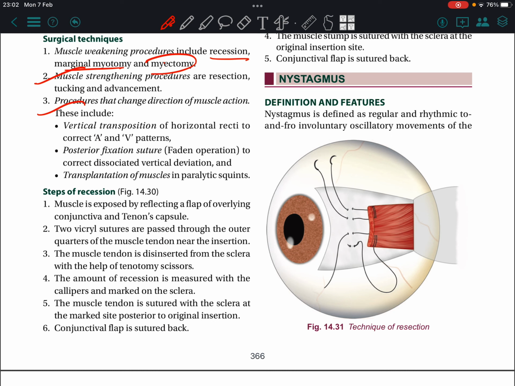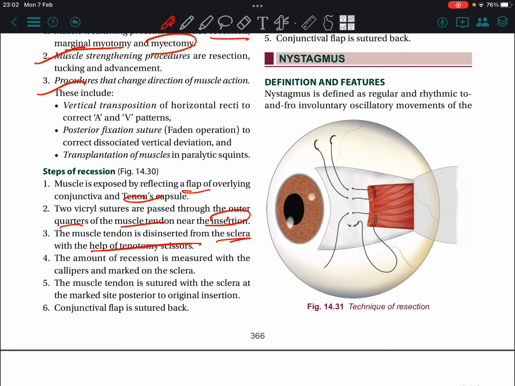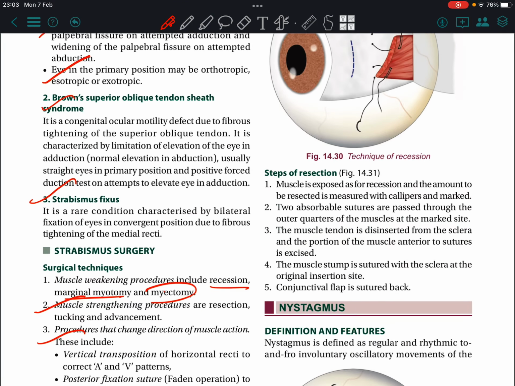Steps of recession: the muscle is exposed by reflecting a flap of overlying conjunctiva and Tenon's capsule. Two Vicryl sutures are passed through the outer quarters of the muscle tendon near the insertion. The muscle tendon is disinserted from the sclera with the help of tenotomy scissors. The amount of recession is measured with calipers and marked on the sclera. The muscle tendon is sutured to the sclera at the marked site posterior to the original insertion. The conjunctival flap is sutured back.